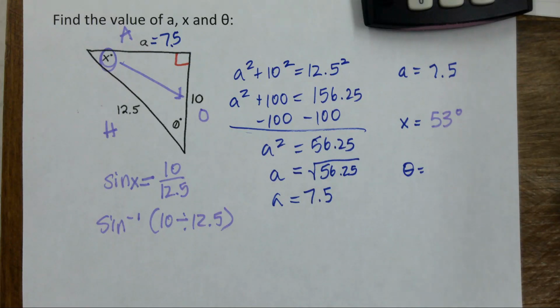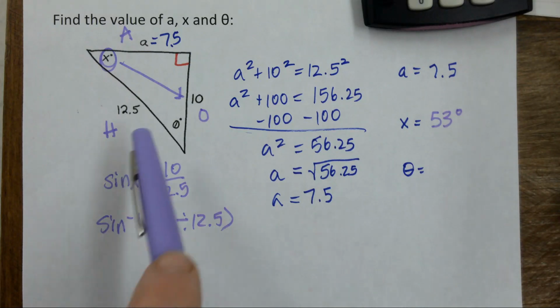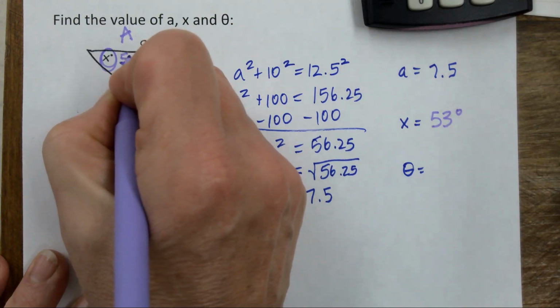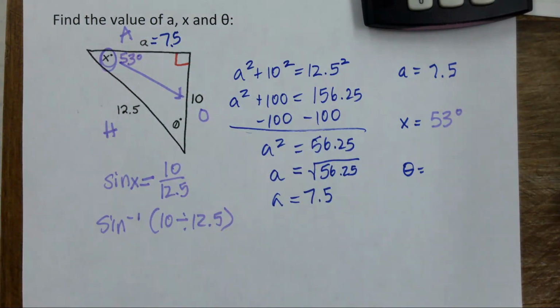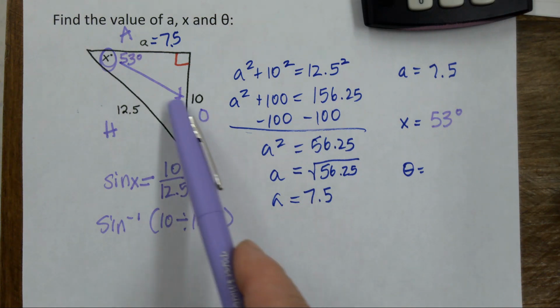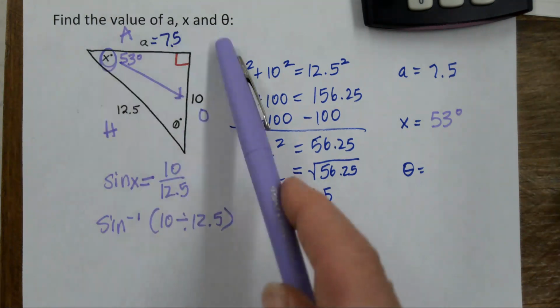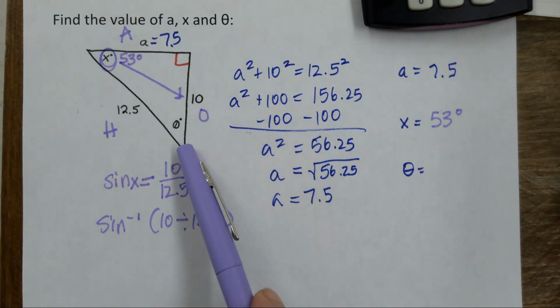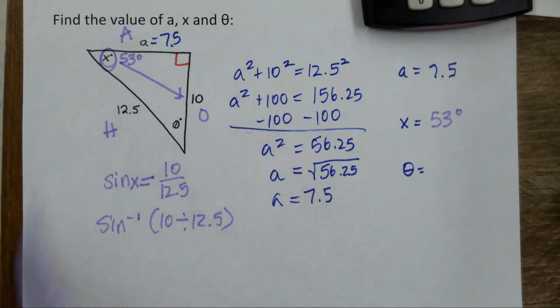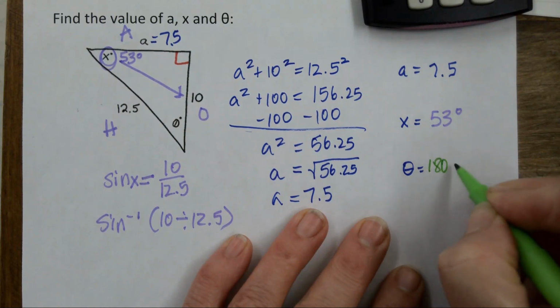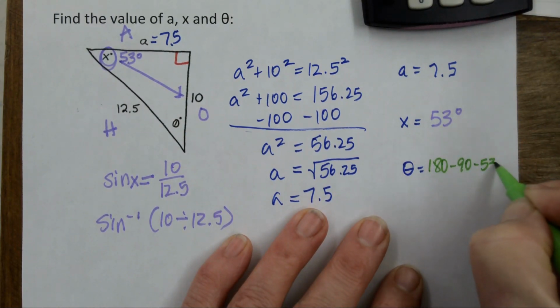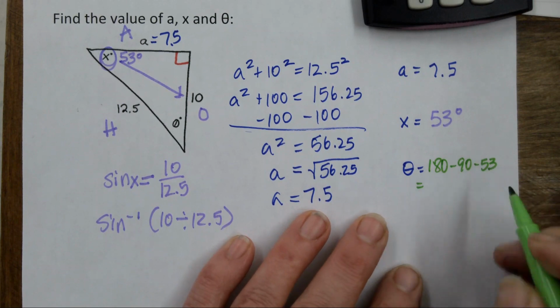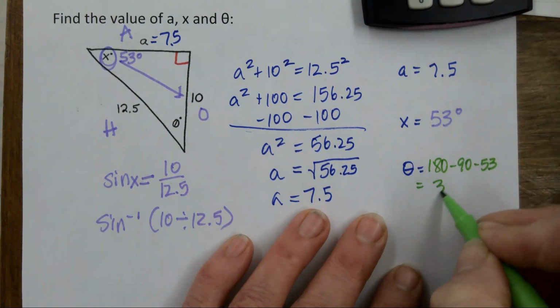All right, now I have to find theta. Because I already found x, I don't have to do a trig function or trig problem again. I could relabel the opposite, adjacent and hypotenuse on theta, but now I do have two angles of the triangle, so I can go ahead and figure out theta by just doing 180 minus 90 minus 53. And I'll get my final answer that way. It looks like it's going to be 37.